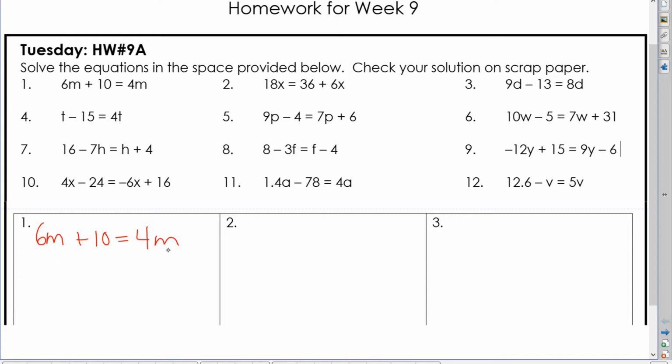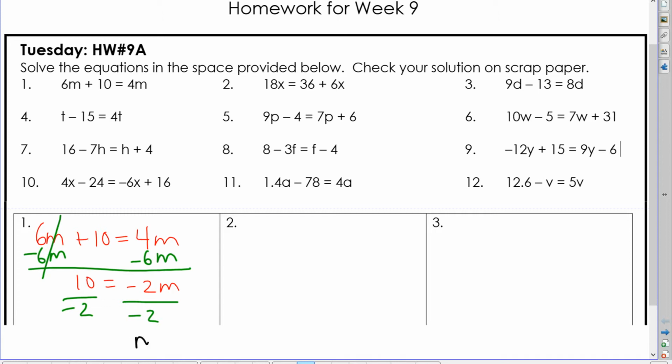Since the right side has a variable, I want to choose the term that has the variable to be moved. So to get rid of this 6m, I'm going to subtract 6m on both sides. This is called the subtraction property of equality. When I do that and rewrite the problem, I get 10 is equal to negative 2m. Now I have a constant on the left and a variable term on the right, so I'm ready to use my multiplicative inverse, or divide both sides by negative 2. My final answer is m is equal to negative 5. You can write your answer this way, or you could reverse it if you're more comfortable, and write your variable first and your answer second.